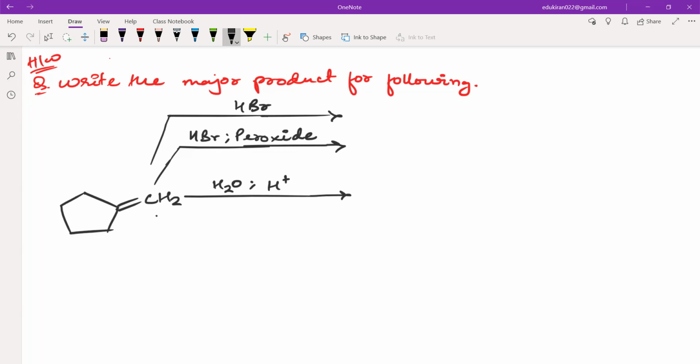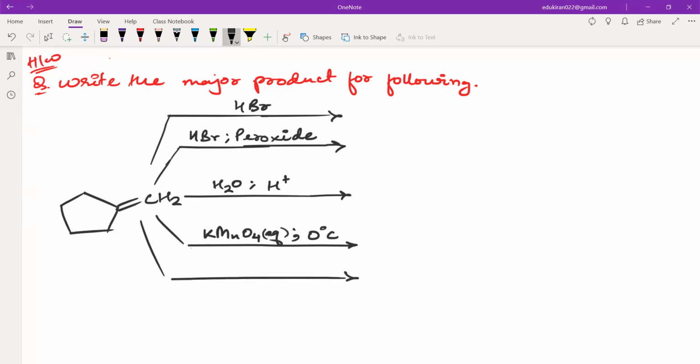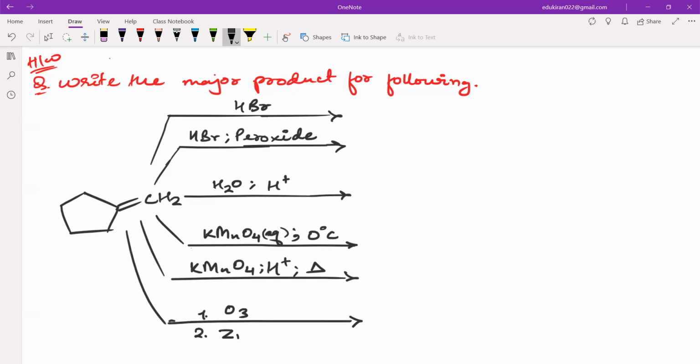Next reaction I'm going to give you is KMnO4 aqueous at 0 degrees Celsius. Next is KMnO4 acidic with some heat. And the last one is, in the first step we do O3, second step we give zinc and water. So write this, you have only one reactant, but there will be different types of product formed, right? So write this down.